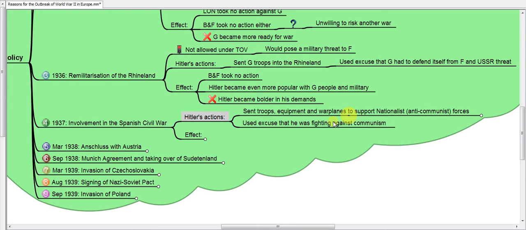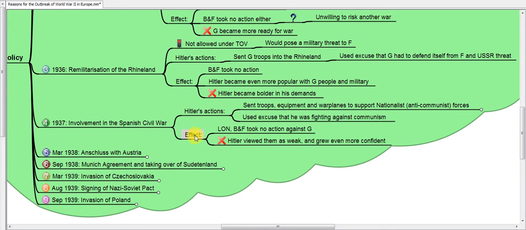Now, were they really fighting against communism? Was that their main aim? Actually, Hitler also wanted to give his troops some practice in fighting, because he knew that later on they would be involved in even more fighting. So this is to give them a bit of a head start, right? Some training, some real practice in fighting. Anyway, what was the effect of this? Okay, once again, no action taken by League of Nations, Britain or France.